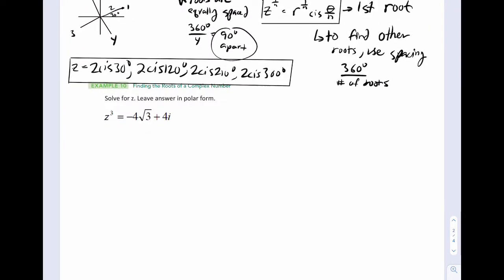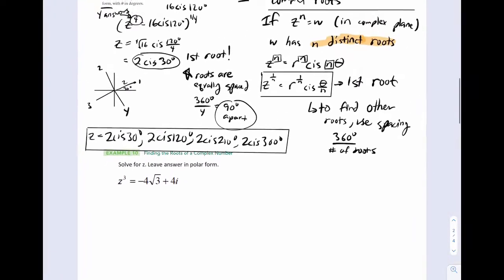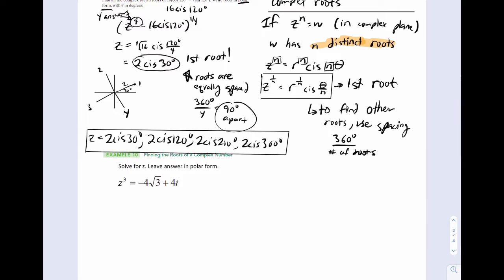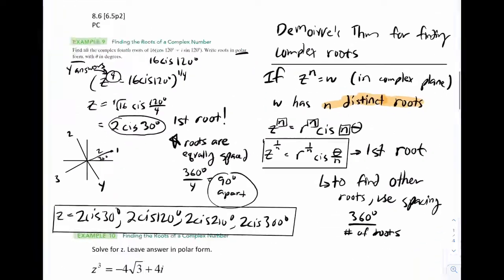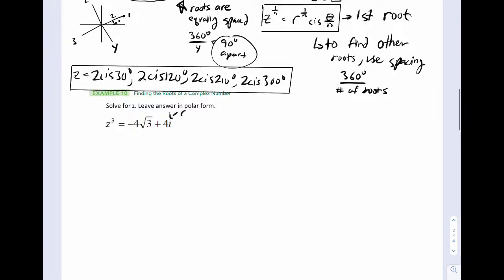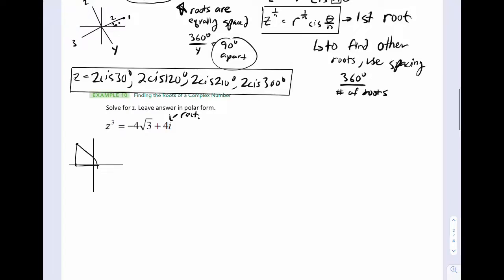So for here, let's try something similar. It says solve for z, leave answer in polar form. So basically it's the same thing as saying find the 3 complex roots of that number. Immediately notice that the first problem we did was already in polar form, but this right here is rectangular, which means you have to convert it to polar form first. So to convert it, let's graph it. Negative 4 root 3 is over here, up 4. So there's our triangle, negative 4 root 3, 4.